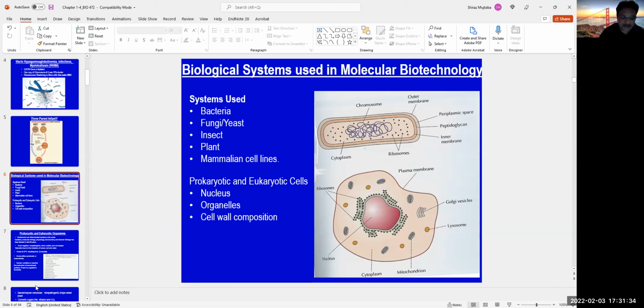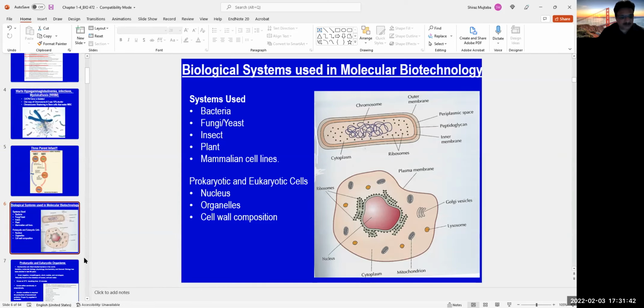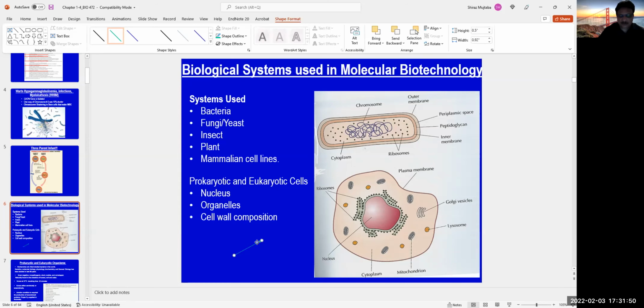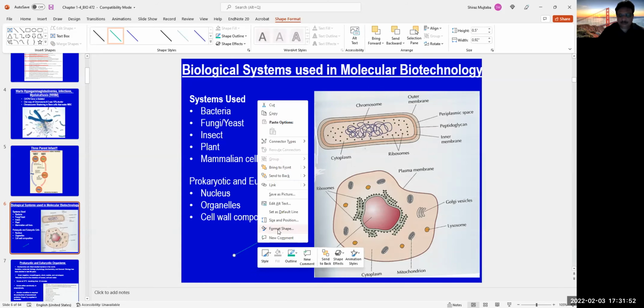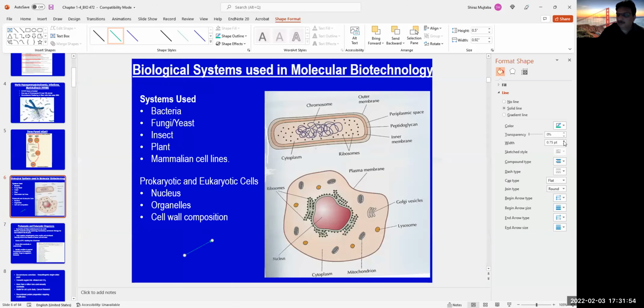So I am sure you know the differences between eukaryotic and prokaryotic cells, and these differences are because of, number one, the nucleus.